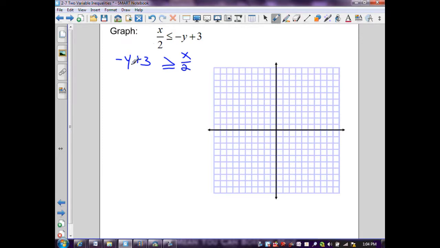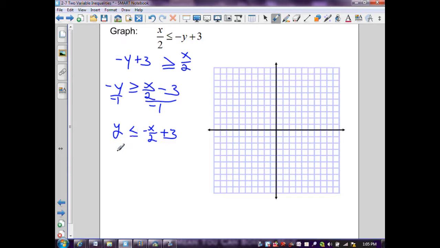Now we want to solve for y. So I'm going to subtract 3 on both sides. That gives me negative y is greater than or equal to x over 2 minus 3. Now I need to divide both sides by negative 1. That gives me y on the left side. On the right side, this has to go into both, which gives me negative x over 2 plus 3. Recall that it has to go into both quantities. Also recall that when I multiply or divide both sides by a negative 1, I must flip the inequality. So this becomes less than or equal to.